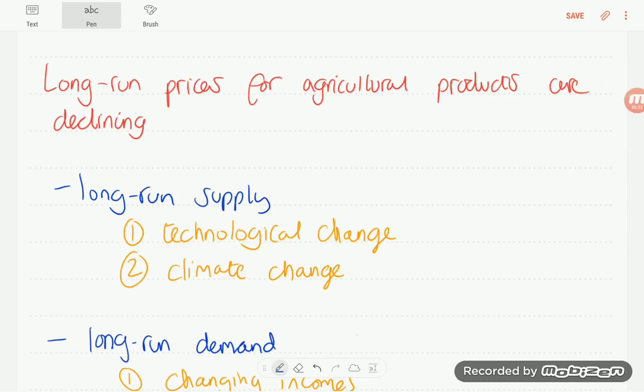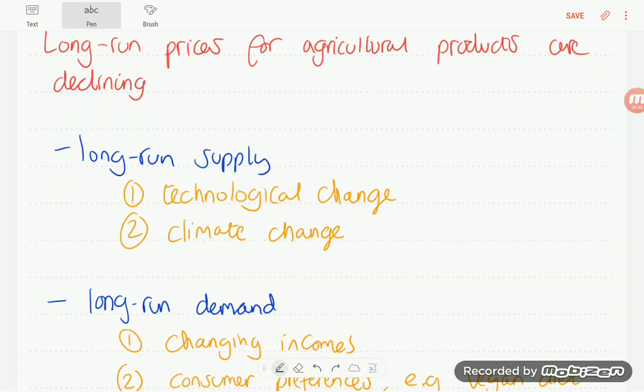Long-run prices for agricultural products are declining. Factors that affect the long-run supply of agricultural products include technological change, the supply of good quality land, and changes to the climate, for example, caused by global warming. For example, technological improvements may lead to an increase in the supply of corn.